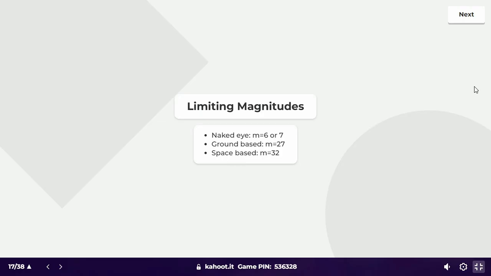And then for space-based, you can get even better because the atmosphere is not blocking any of the light and there's no turbulence in the atmosphere to worry about, so you can get down to probably magnitude 32 with your space-based telescope.